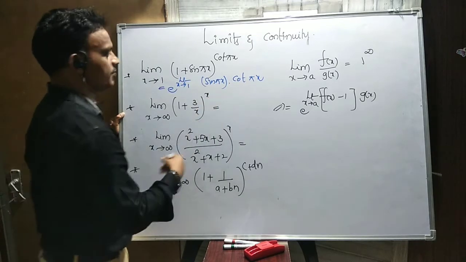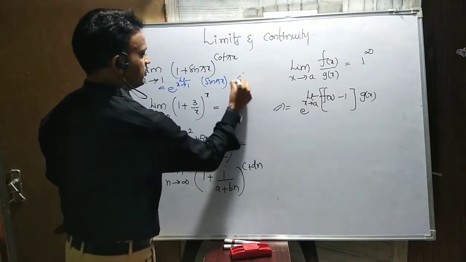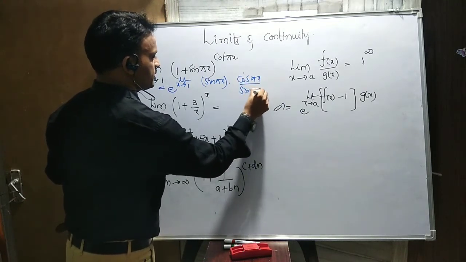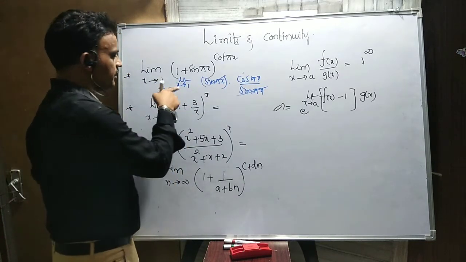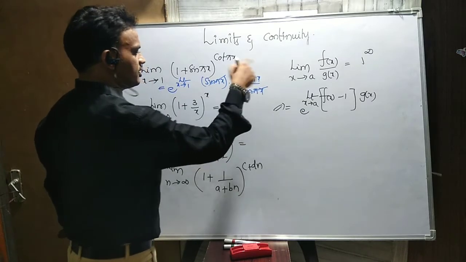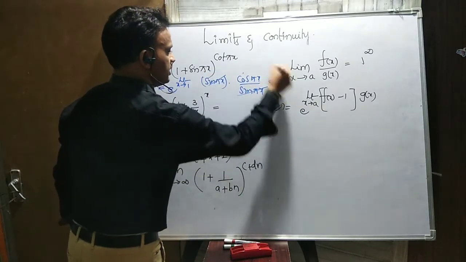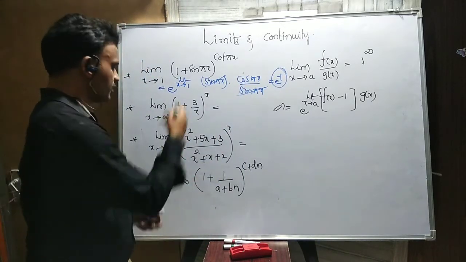Then in the next step I am going to simplify this one. This cot pi x I am going to write as cos pi x by sin pi x. These two get cancelled. Now applying the limit as x tends to 1, cos pi x is cos pi, which is minus 1. So finally your answer is e power minus 1. Very simple thing.